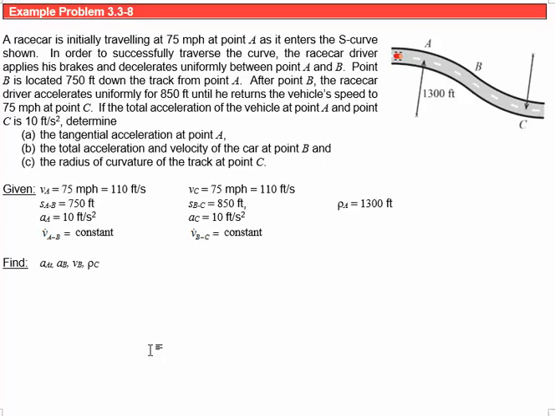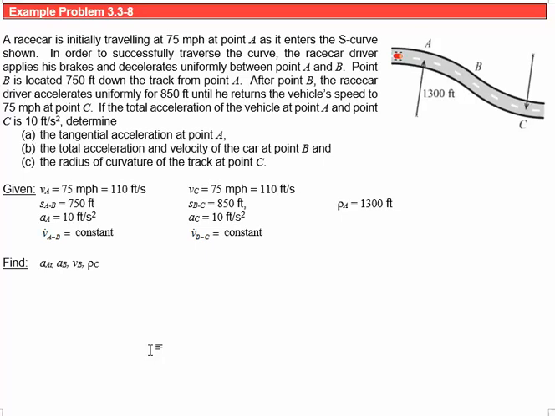After point B, the race car driver accelerates uniformly for 850 feet until he returns the vehicle's speed to 75 miles per hour at point C. If the total acceleration of the vehicle at point A and point C is 10 feet per second squared, determine the tangential acceleration at point A, the total acceleration and velocity of the car at point B, and the radius of curvature of the track at point C.